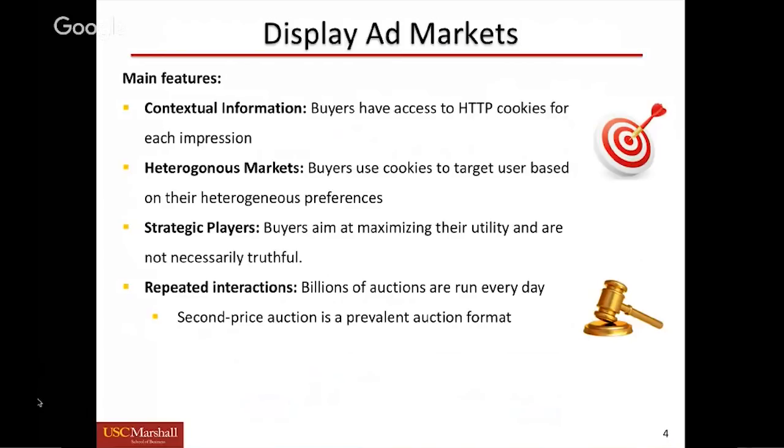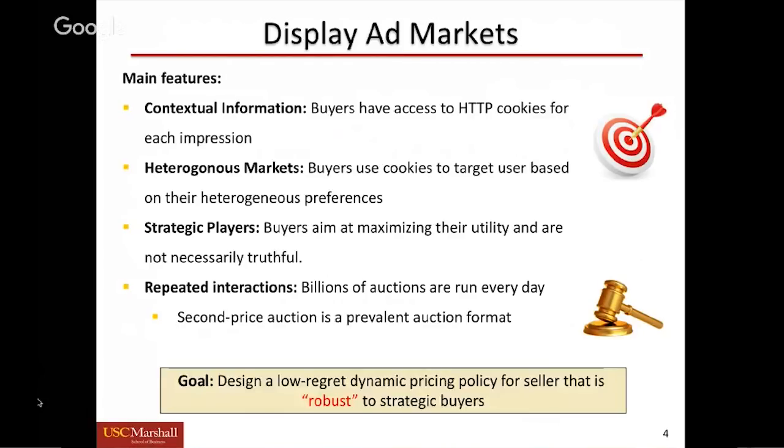You have strategic players in the setting. Everyone wants to maximize their utility, and so they are not necessarily truthful. And also the fourth feature is that you are getting repeated interactions between both sides of the market. Now, one of the popular auctions that are used in these markets is the second price auction. And these auctions are also very interesting in theory. So this is what I will spend more time on later on, the second price auction.